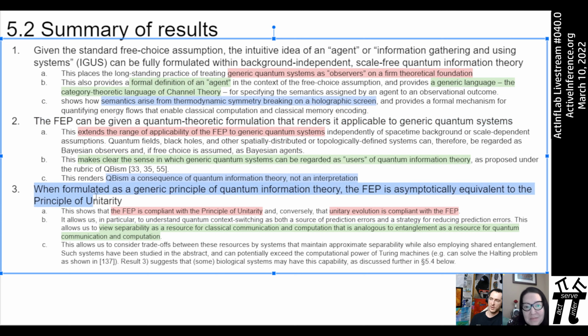And then three, the part that we didn't really go into in this discussion: when formulated as a generic principle of quantum information theory, the FEP is asymptotically equivalent to the principle of unitarity. And Ander asked in the chat, asymptotically in what parameter? Just exactly, to what end? In what parameter? So that's the summary of the results.